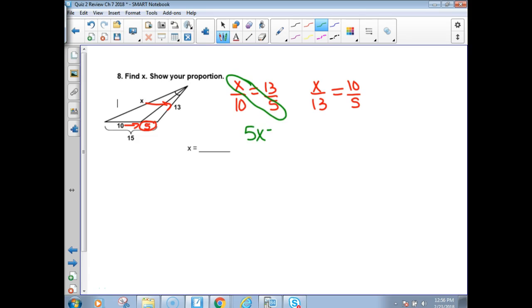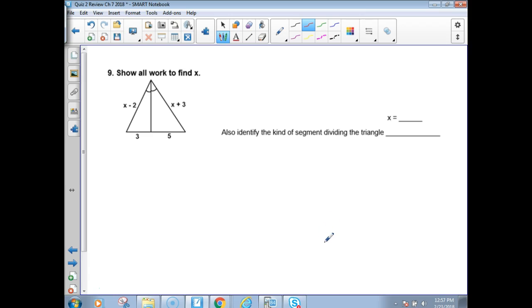So this would be 5 times x is equal to 10 times 13, which is 130. Dividing both sides by 5 gives us x is 26. Number 9, show our work to find x. Got another angle bisector. It says identify the kind of segment. Angle bisector is what that is.